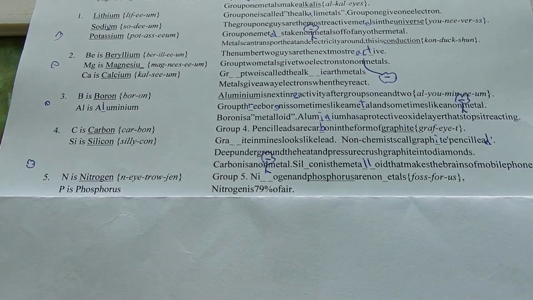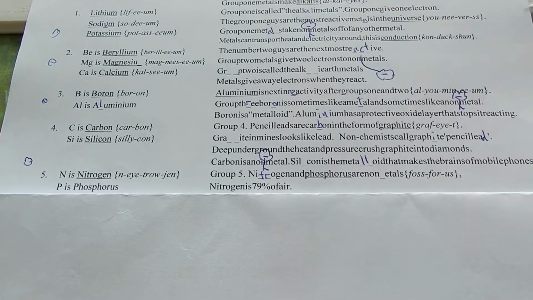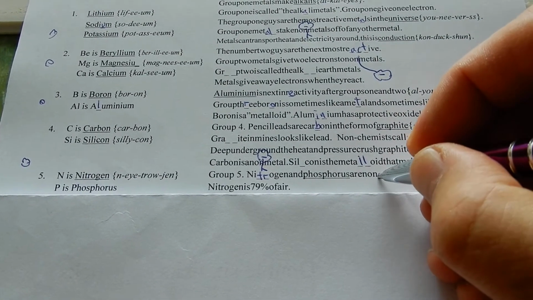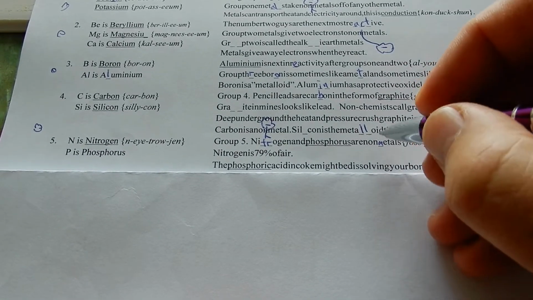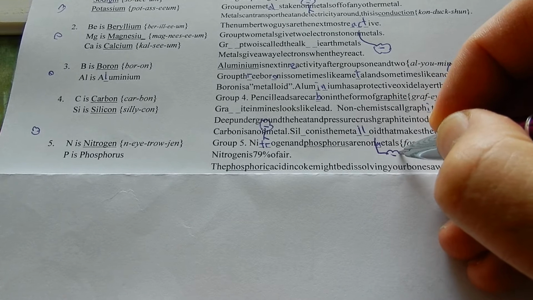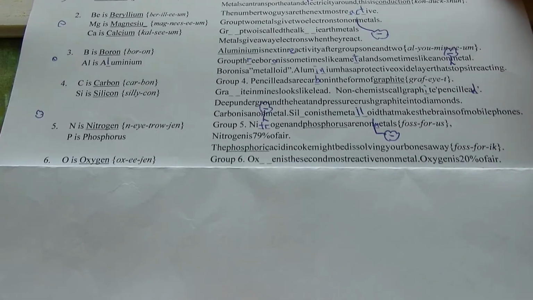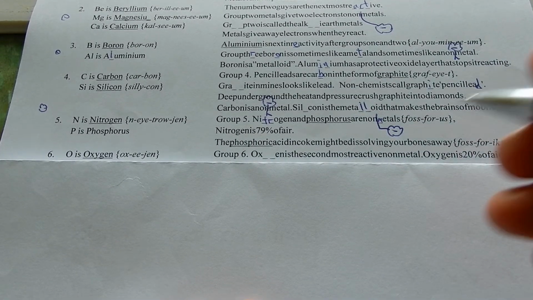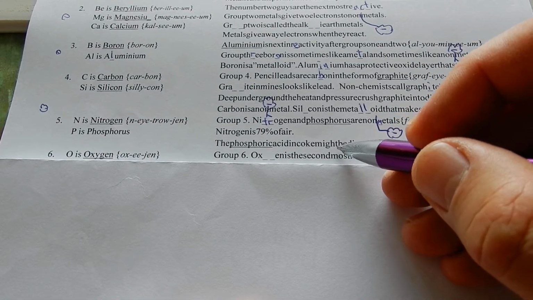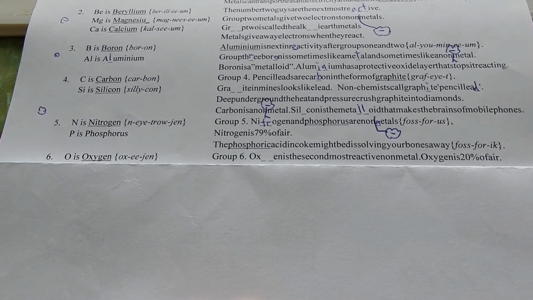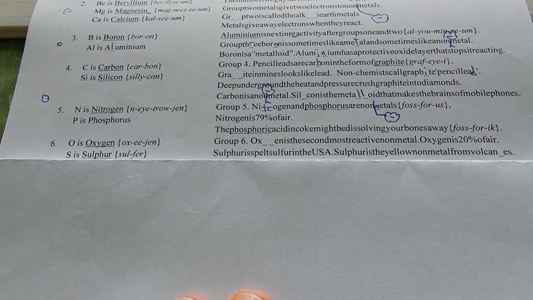N is nitrogen. P is phosphorus, group 5. Nitrogen and phosphorus are non-metals. Nitrogen is 79% of air. Yes, most of the air you breathe in is no use to you. It's nitrogen. Oxygen's the useful stuff. There's phosphoric acid in Coke. Yeah, Coca-Cola. Might be dissolving your bones away. Yes, phosphoric acid. One of the nastier acids.